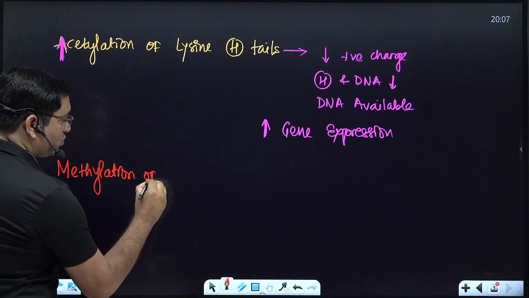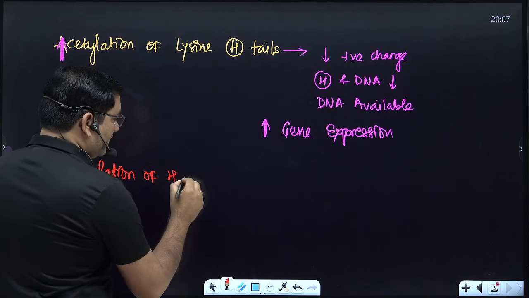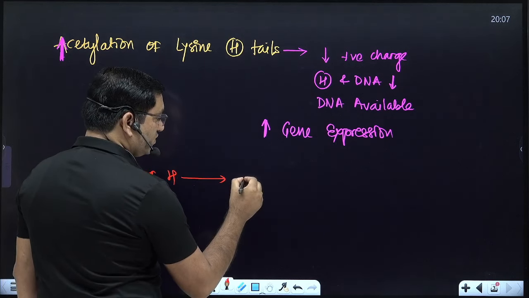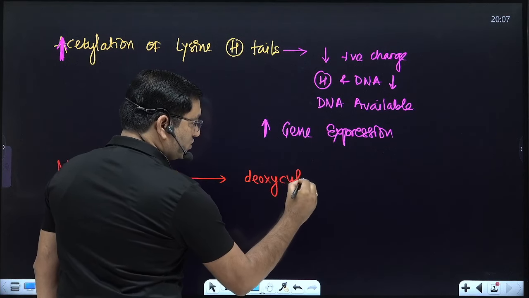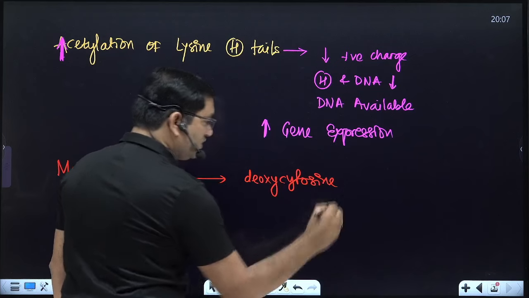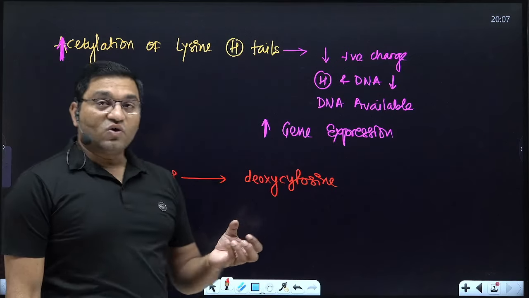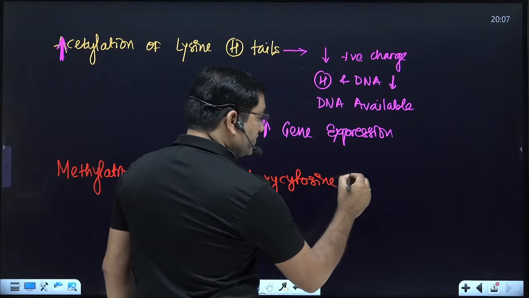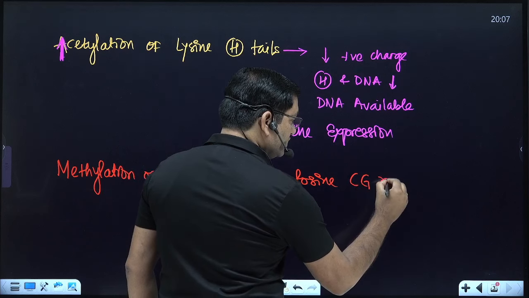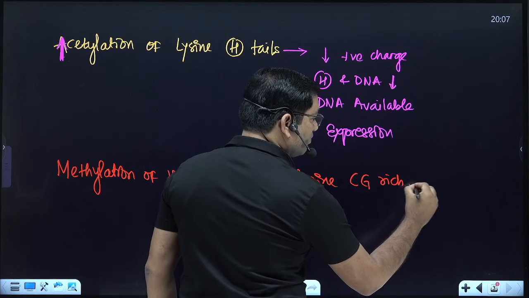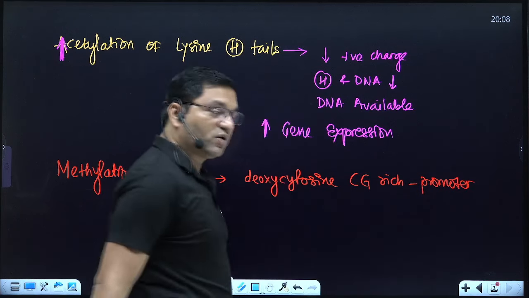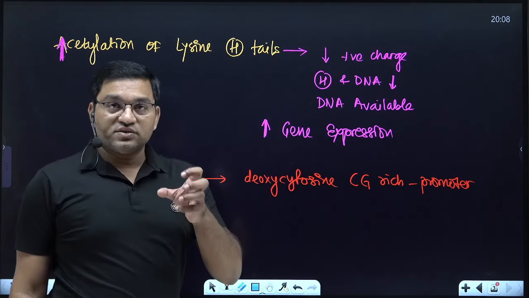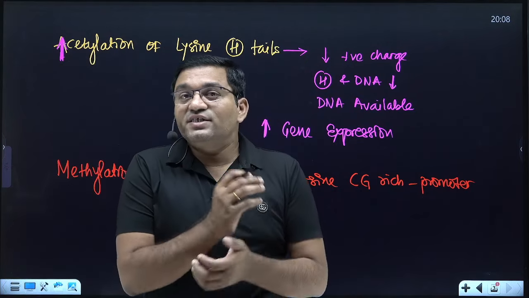In contrast, the second is methylation of histone, that is methylation of deoxycytosine residue, particularly in the CG rich region of the promoter. It causes the organization of histone.